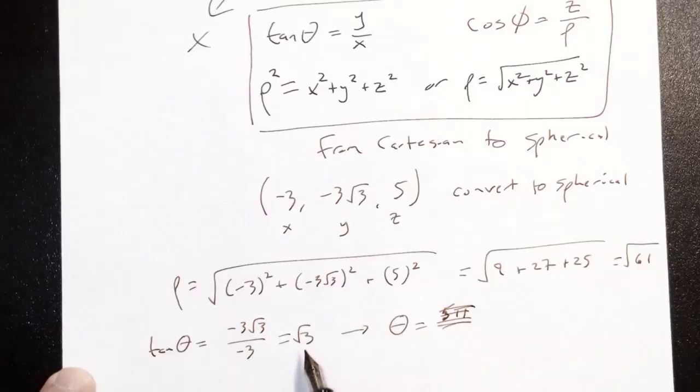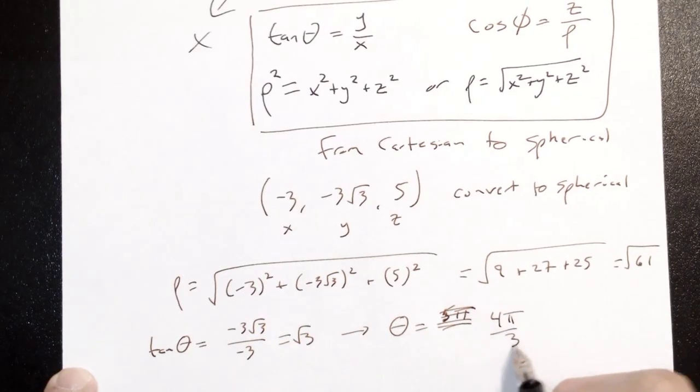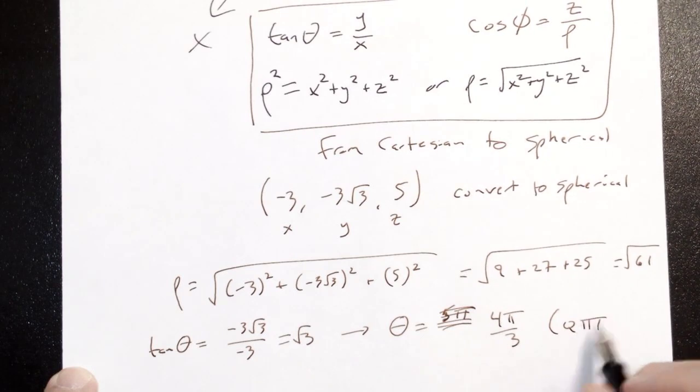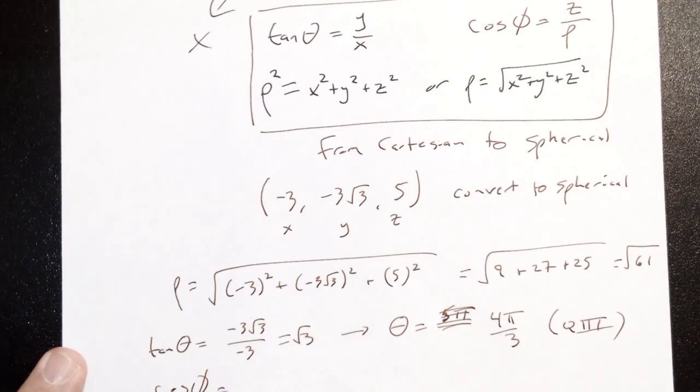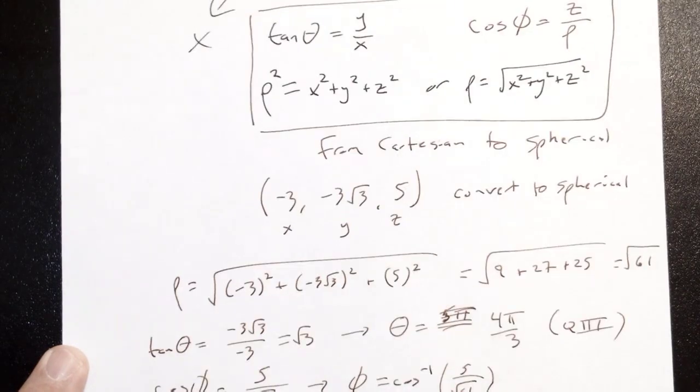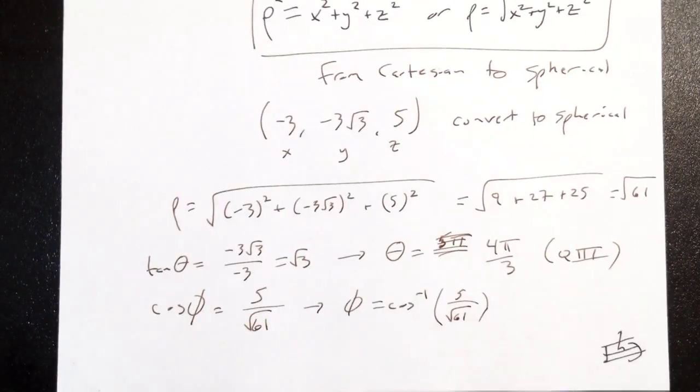Square root of 3. Inverse tangent of square root of 3 would be pi over 3, but that's in the first quadrant. So we want 4 pi over 3 to make sure I'm in the third quadrant. And then cosine of phi is z over rho. So I do the inverse cosine. And unfortunately, that's not a nice reference angle. That's something ugly. What'd you get?